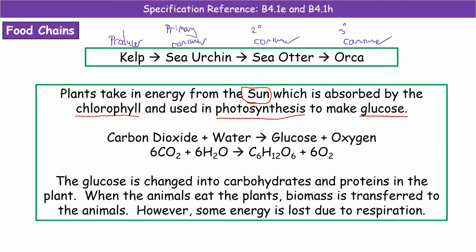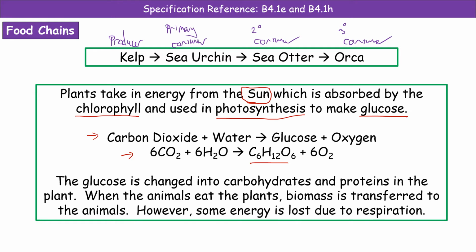Here's a bit of a throwback where we could see a link between paper 1 content and paper 2. Photosynthesis is obviously a paper 1 topic, but it could very easily come up with questions here. Word equation, carbon dioxide plus water makes glucose and oxygen. Balanced symbol equation, 6CO2 plus 6H2O makes C6H12O6 plus 6O2.